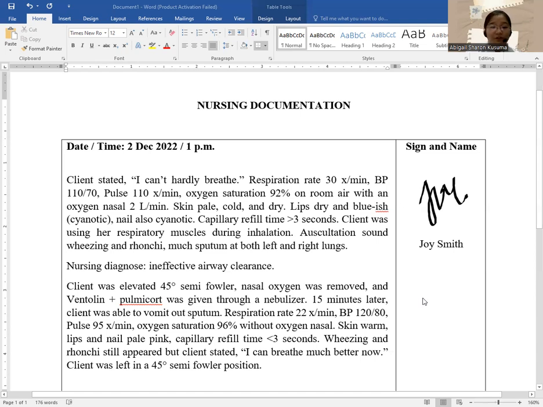So next, after the nursing diagnosis, the nurse writes the documentation again: the client was elevated 45 degrees in semi-Fowler's position, and the nasal oxygen was removed, and Ventolin plus Pulmicort was given through a nebulizer. So basically the patient is getting a nebulizer treatment. Then after 15 minutes, the client was able to cough out sputum.